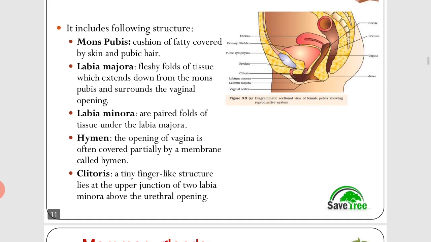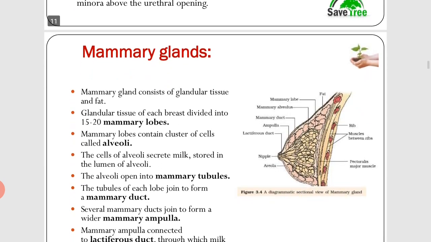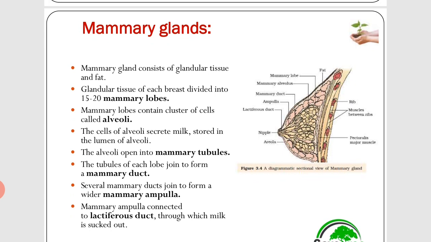Then we will move on to the next part, that is the mammary glands. Mammary glands are paired modified sweat glands that produce, secrete as well as eject milk. As you all know, they are characteristic of all female mammals. Mammary glands consist of glandular tissue and a variable amount of fat.